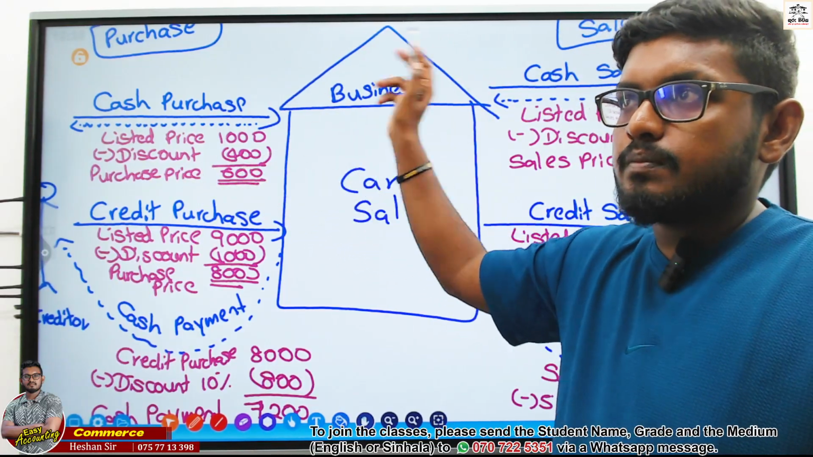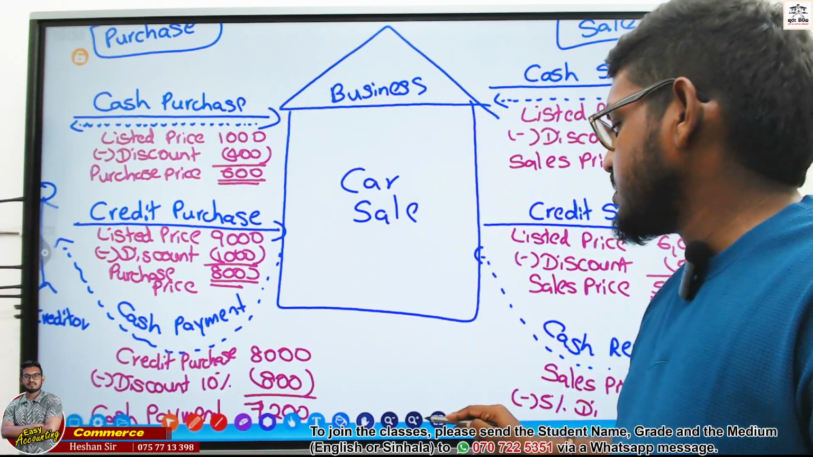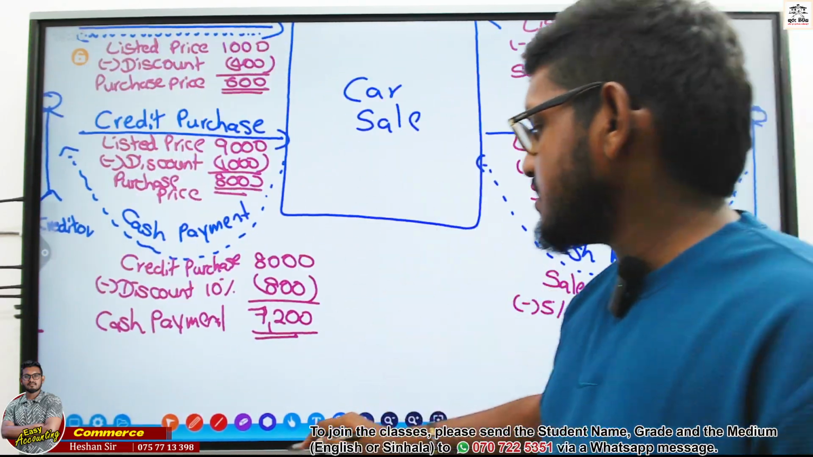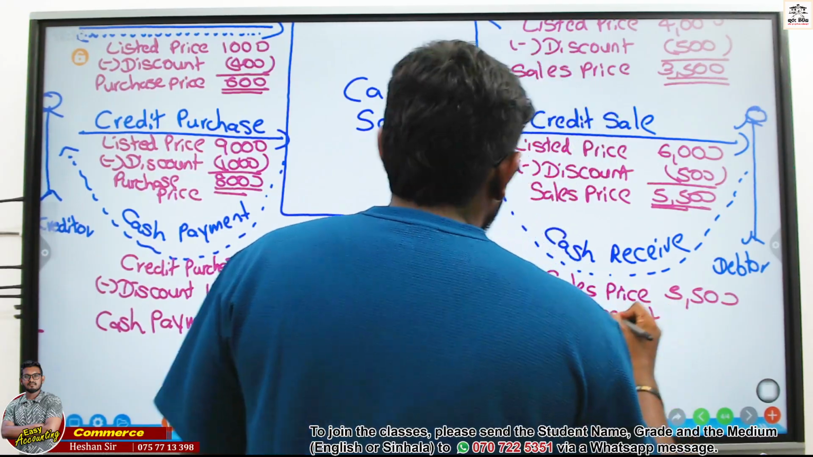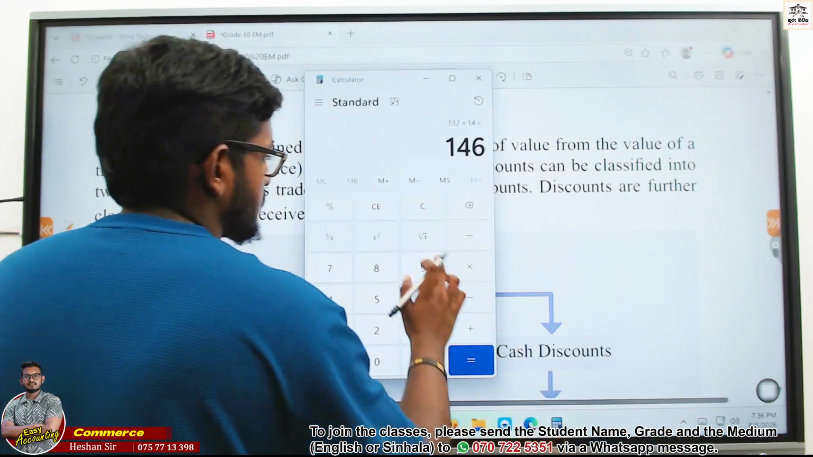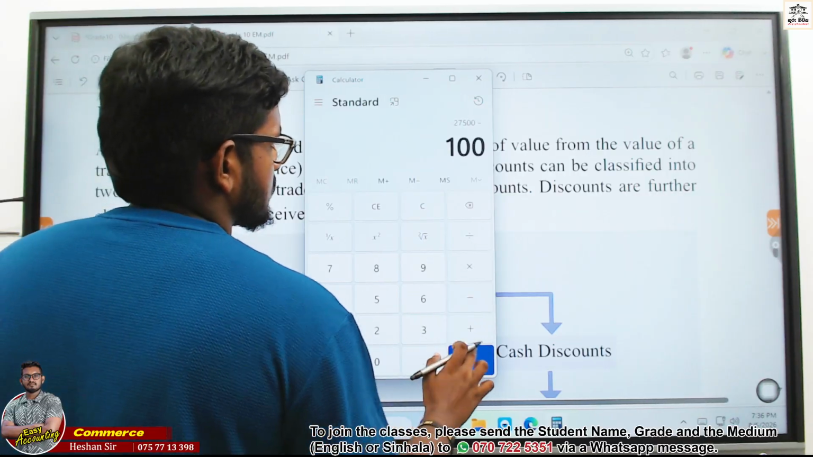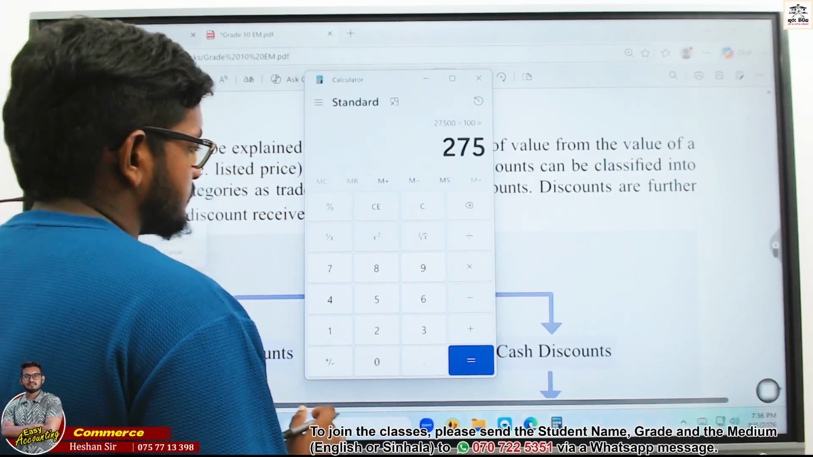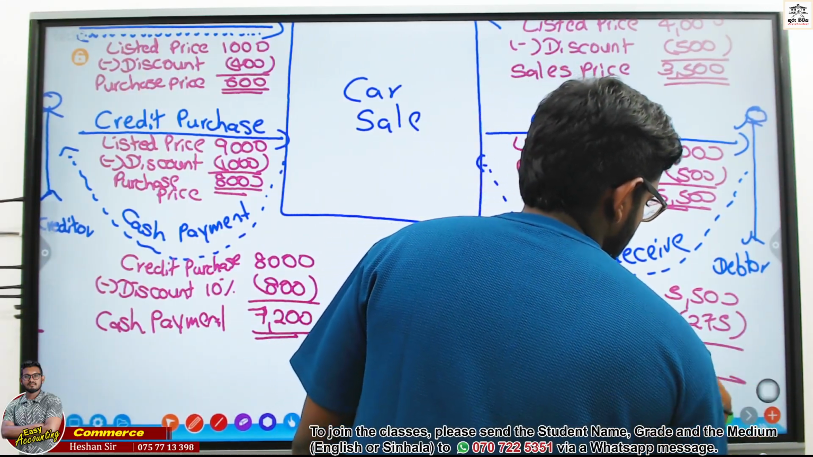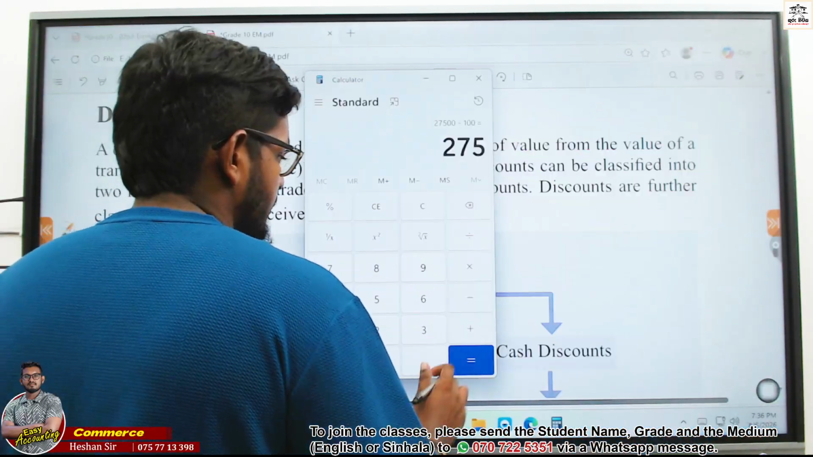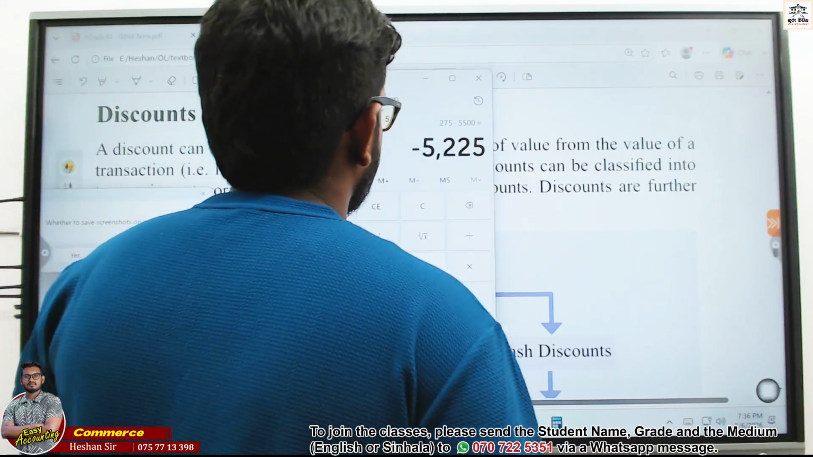There is no any cash discount when we take the cash basis purchase and sale. Because in here it happens later on. So how much the discount in here? 5,500 into 5%, how much? That is 275. So 5,500 minus 275, how much? 5,225.